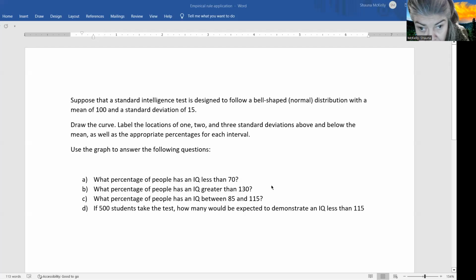Suppose that a standard intelligence test is designed to follow a bell-shaped normal distribution with a mean of 100 and a standard deviation of 15. Draw the curve, label the locations of 1, 2, and 3 standard deviations above and below the mean, as well as the appropriate percentages for each interval. Use the graph to answer the following questions. Okay. What percentage of people has an IQ less than 70? That's the first question. All right.